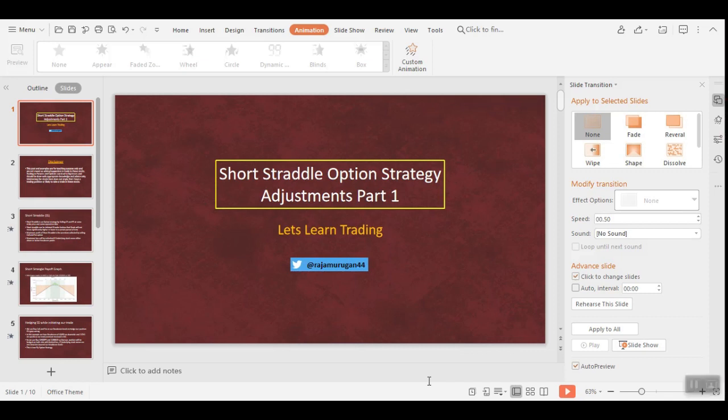Today we are going to have a look at 10 short straddle option strategy adjustments. This is part one of the adjustments, which covers only upside management: if the stock tends to move on the upside, how to do an adjustment. We'll be making a part two video separately for the adjustment if the stock tends to move on the downside.